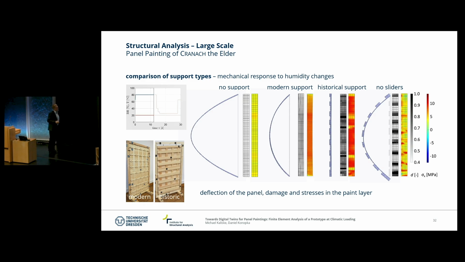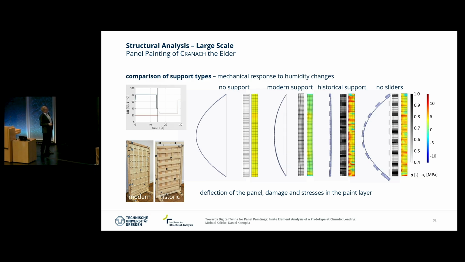The situation with the modern support is much different. We have, first of all, a very smooth distribution of the damage as well as of the stresses, but very much reduced compared to the historic support. On the other hand, of course, we have to get that due to some flexibility of the construction. Therefore, we have a kind of state of deformation. Having no support, the state of deformation is dramatic on the one hand side, and having no sliders, we have quite some state of deformation as well, but anyway, a quite inhomogeneous damage pattern and stress pattern as well.